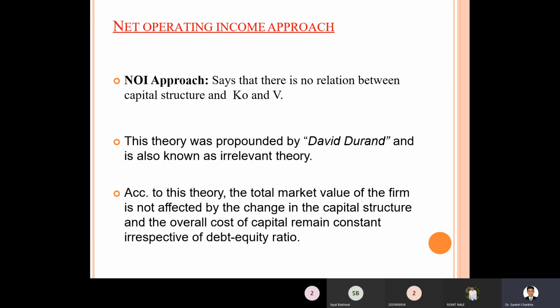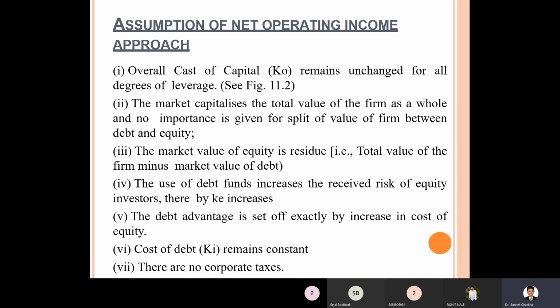But in the net operating income approach, David Durand is proposing that the total market value of the firm is not getting affected. But in real terms, we can see that it is perfectly getting affected by the change in the capital structure, whether debt financing or equity financing. The overall cost of capital is said to remain constant irrespective of the debt equity ratios, but in actual terms the overall cost of capital is changing, because it has either a positive or negative impact, and the debt equity ratio directly impacts your business activities, transactions, or cost of operations.